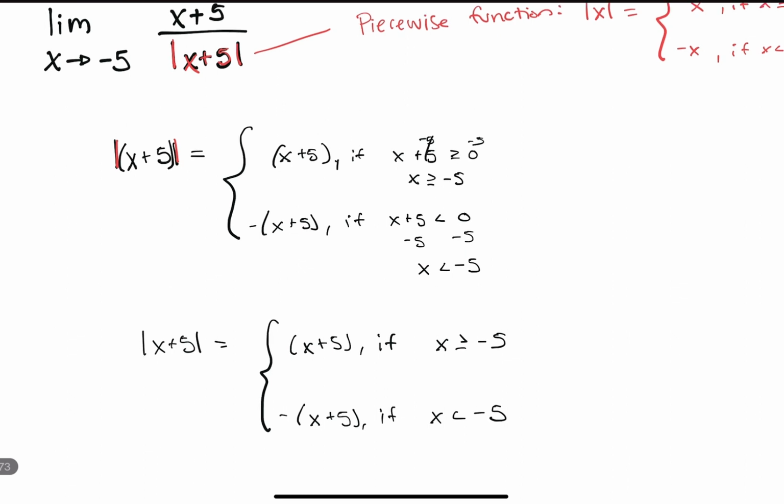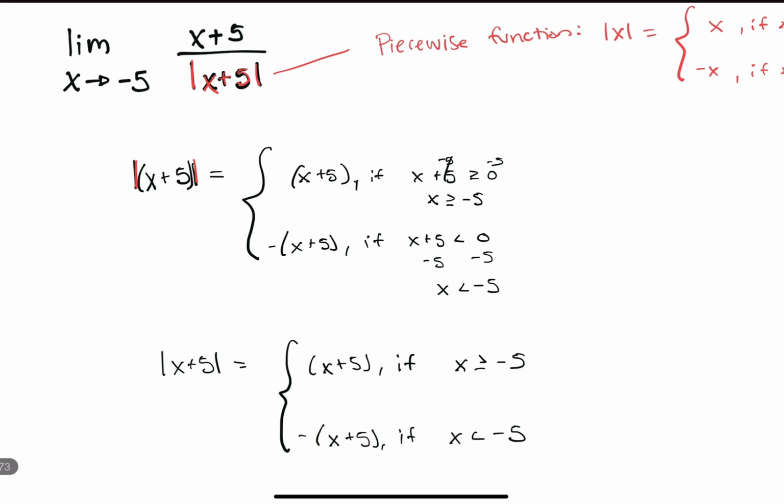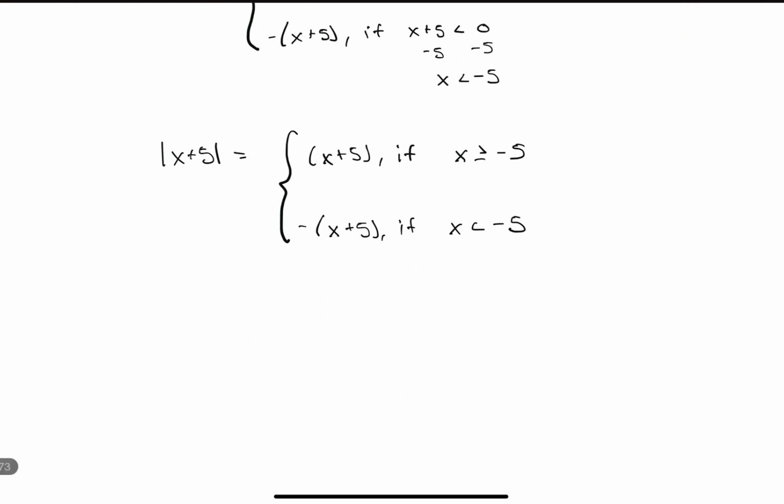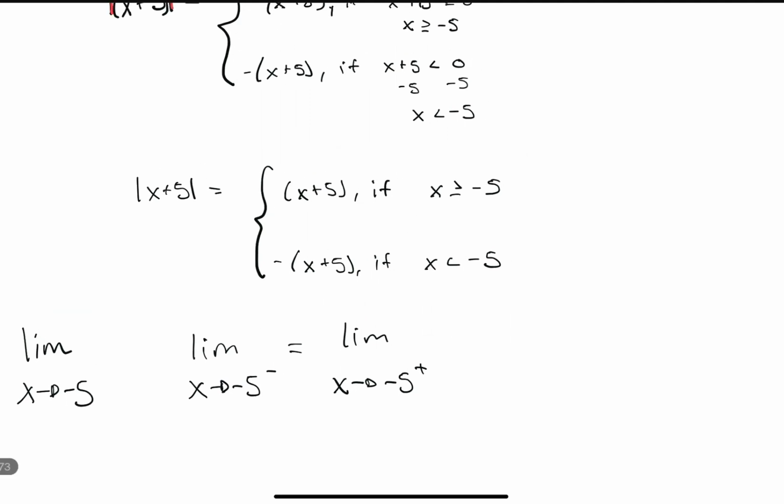So now that we reformatted this, we can go back to our problem and see what we're looking at as we're approaching -5 from the left and from the right, because we're trying to find if our limit exists here. If the limit as x is approaching -5 exists, what this means is that the limit as x approaches -5 from the left is equal to the limit as x approaches -5 from the right, because your limit as you're approaching from the left has to equal your limit as you're approaching from the right.